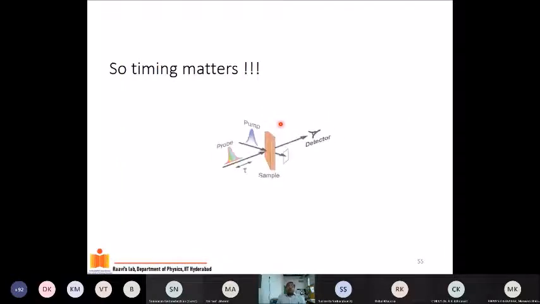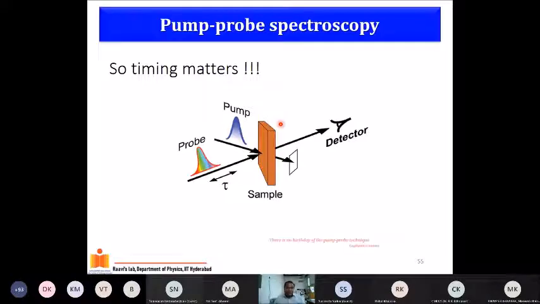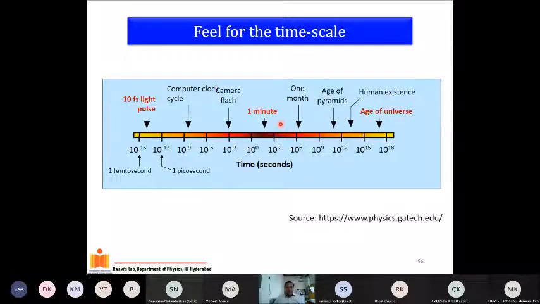So how can such short events be made? And therefore, it is important to understand how the timing can be controlled. So timing matters. Okay. And the simplest example in optical spectroscopy terms is your pump probe measurements. In fact, this has been used for many years, and I will just quickly present what it is. Just to get a feel of the time scales, this is the age of the universe, 10^18. This is the camera flash which I just mentioned, 1 millisecond. Okay, we can feel up to 1 millisecond and less than that.